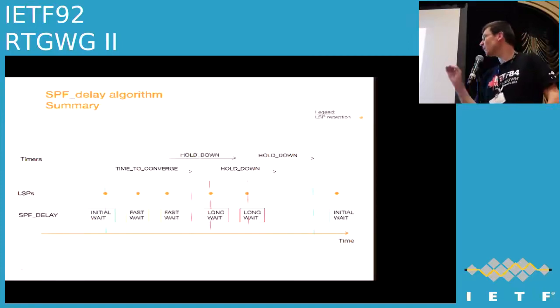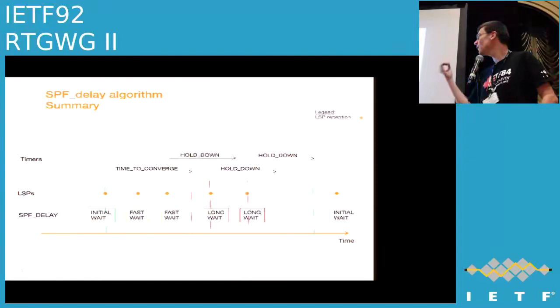So for the first event, we wait for initial wait, which is very low, so only once. For all the subsequent IGP events, we wait for fast wait until we reach a timer, which is time to converge from the first event. So from the first event up to time to converge, we do a fast wait. And then we switch to long wait until the IGP is stabilized, which is until we have no IGP events during hold down.